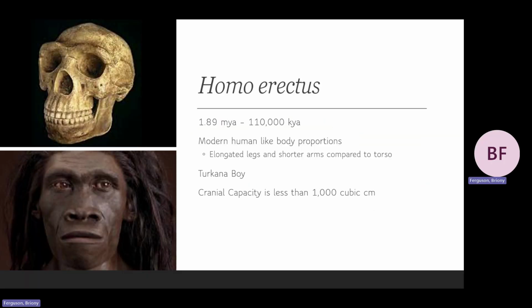So Homo erectus, they had pretty modern human-like body proportions, so elongated legs and shorter arms compared to their torsos. The type specimen for this is the Turkana boy. And they had a cranial capacity of less than 1,000 cubic centimeters. They also still have slightly larger megadont teeth than modern humans, but it's not as extreme as the Paranthropines.